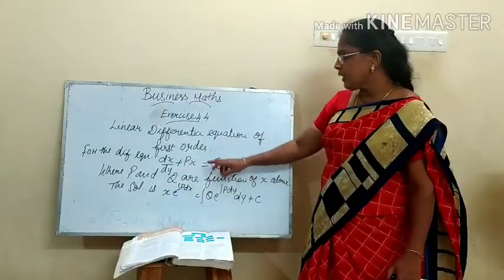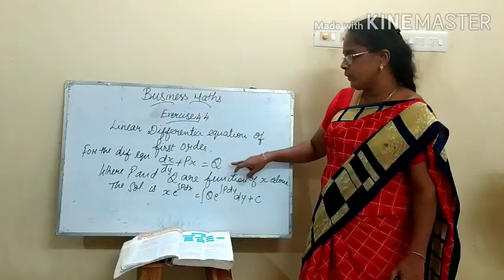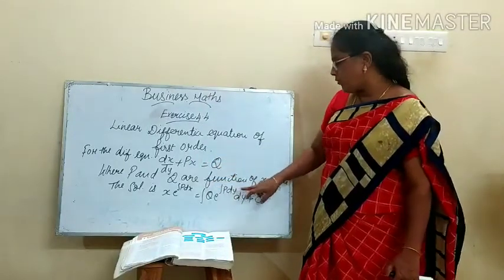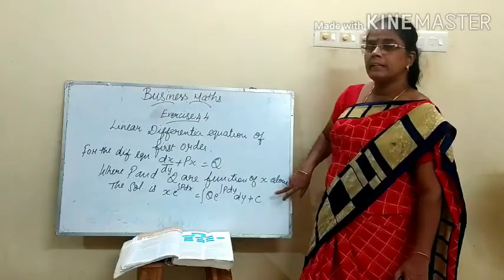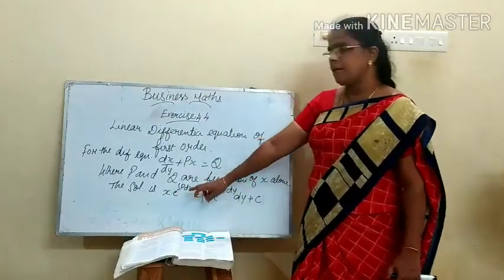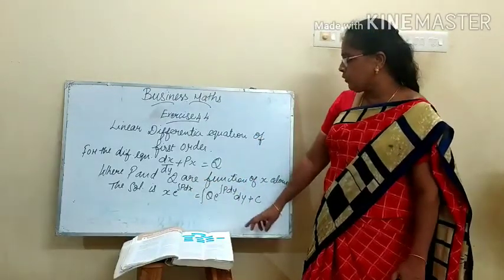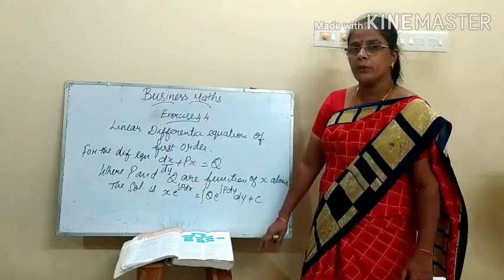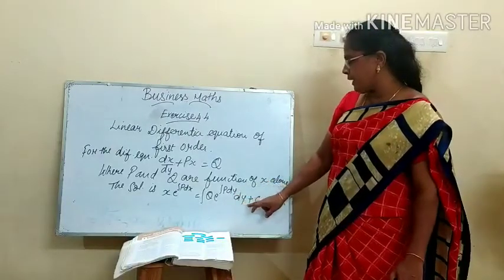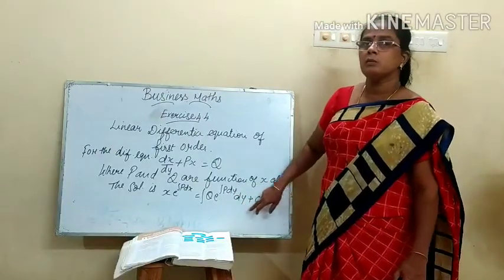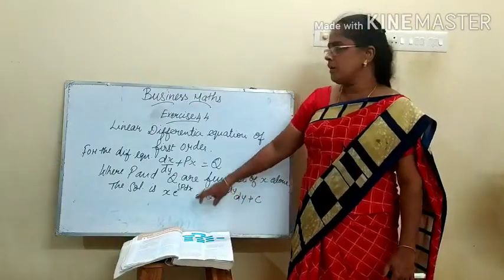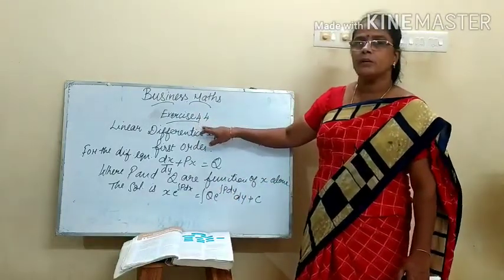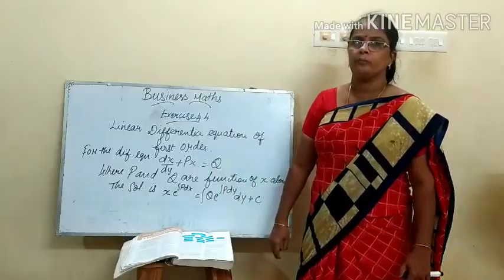For the equation dy by dx plus Py equal to Q, where P and Q are functions of x alone, the solution is y e power integration of P dx equal to integration of Q e power integration of P dx dx plus c. Applying this formula we solve the problems relating to this exercise 4.4.